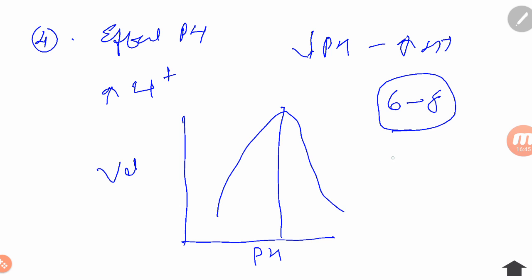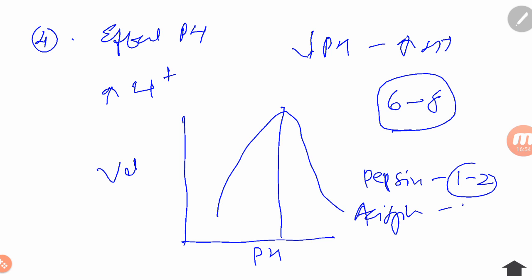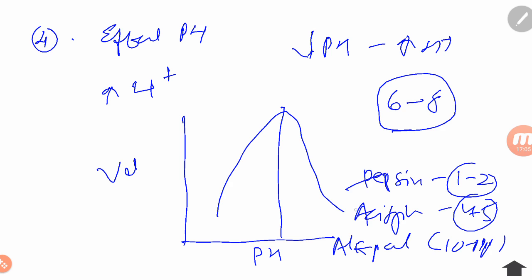However, there are a few exceptions that we know about. Pepsin is active at pH 1 to 2, acid phosphatase is active at pH 4 to 5, and alkaline phosphatase, alkaline meaning it is active at alkaline levels, is active at pH 10 to 11. So please make a note of these pH values. It's bell-shaped again. Similarly, the optimum is 6 to 8. Few exceptions: pepsin is 1 to 2, acid phosphatase is 4 to 5, and alkaline phosphatase is 10 to 11.